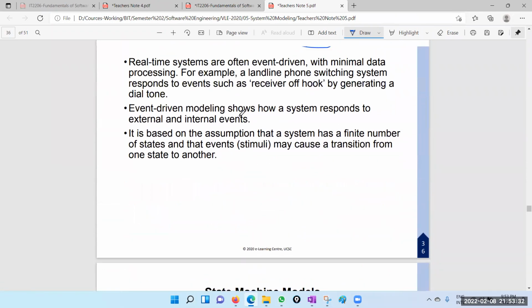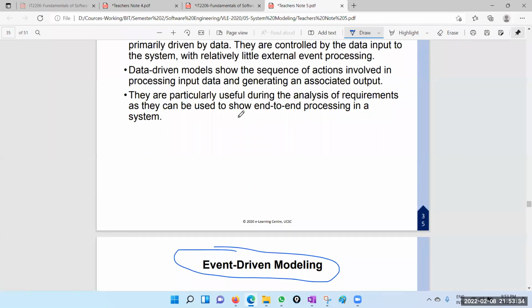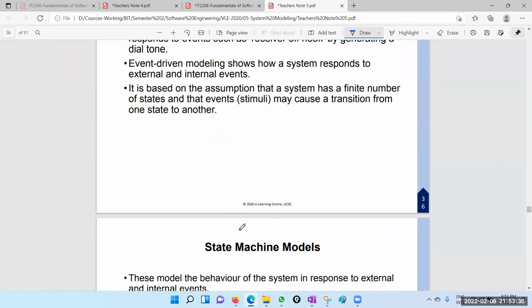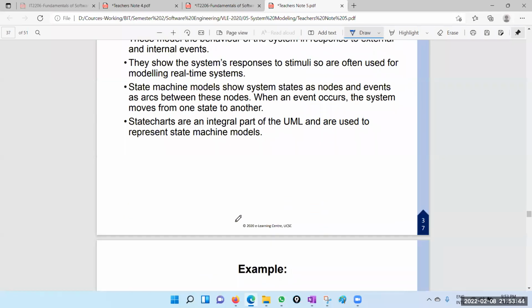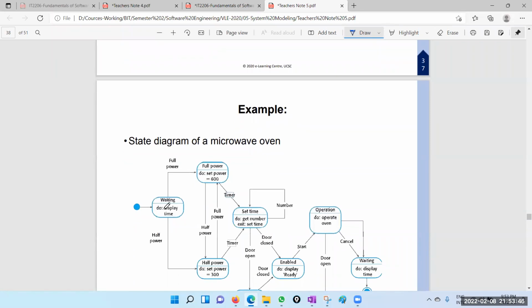Right. So another one is, now we will discuss data-driven, event-driven, then the state machine or state-driven. So we have another diagram, UML diagram also called state diagrams. Okay, state diagrams. So it moves from one state to another state. From that state, due to a particular event, it goes to another state.